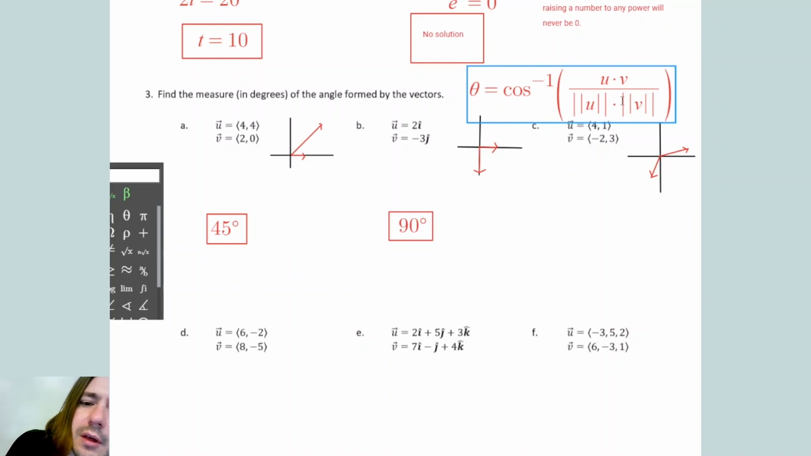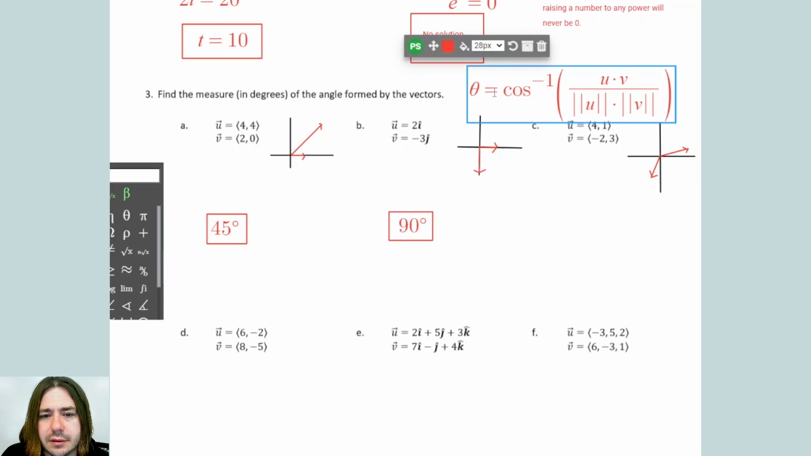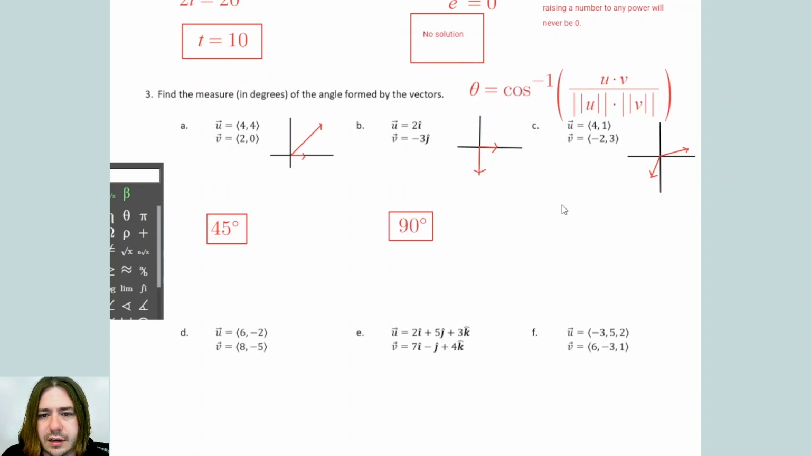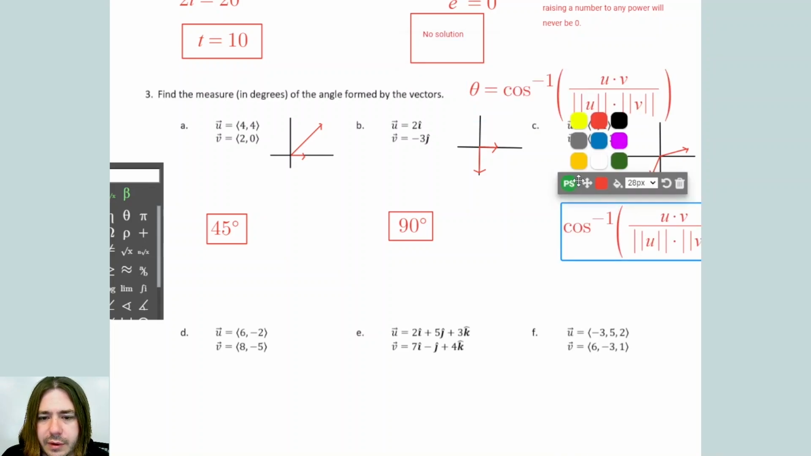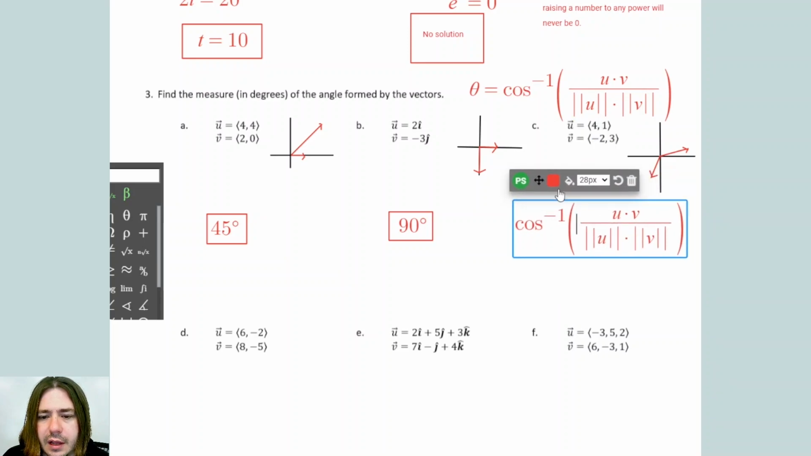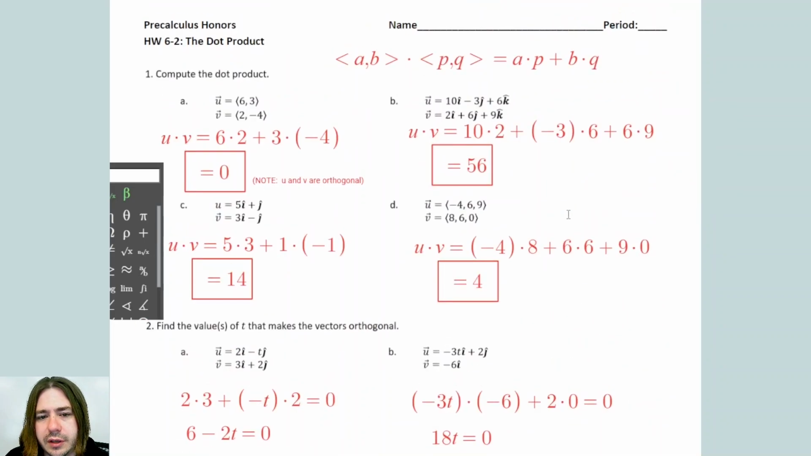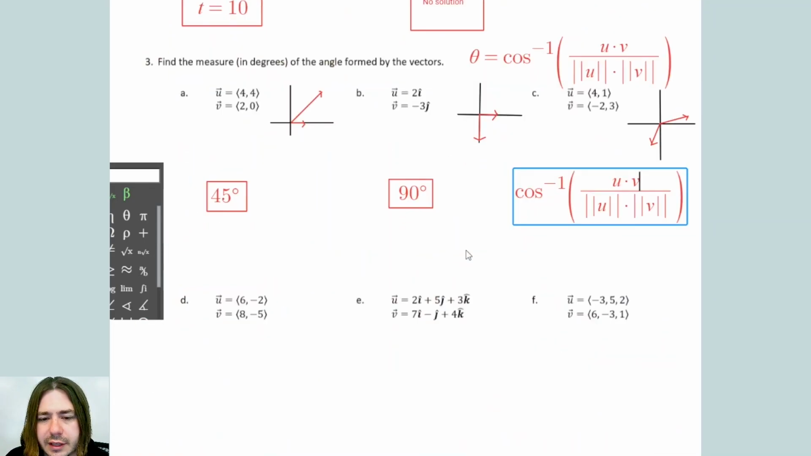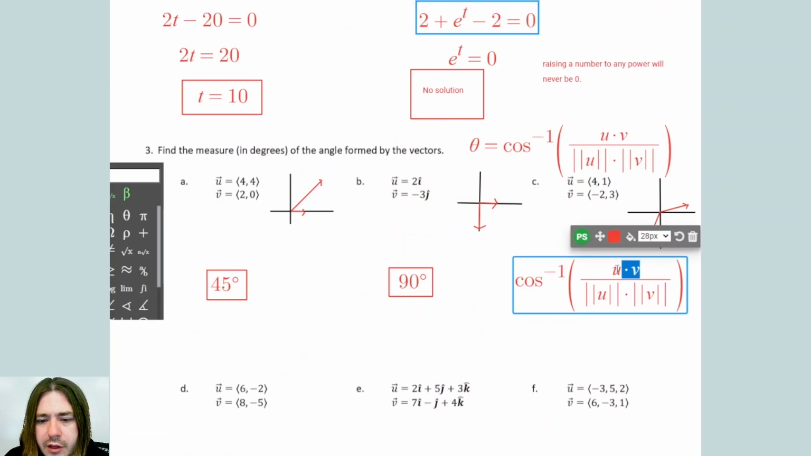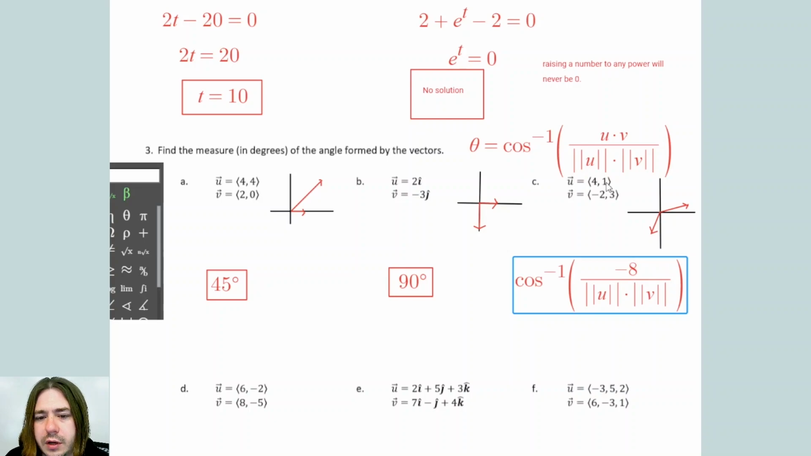Okay, so really we're just going to be plugging in the values that we have here. So we've got the inverse cosine of u dot v. So that's going to be the dot product, which we discussed up here, how to calculate that. So we have 4 times negative 2, which is negative 8, and 1 times 3, which is 3. So negative 8 plus 3, which is negative 5.